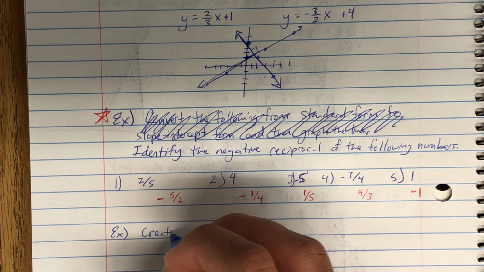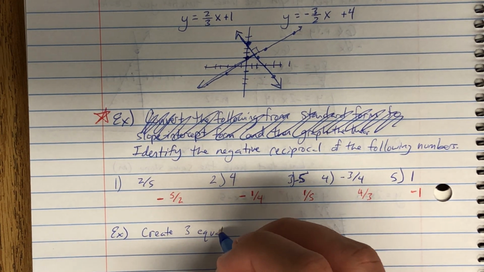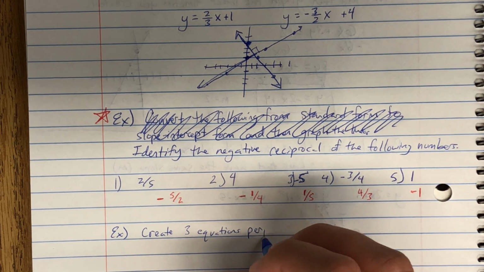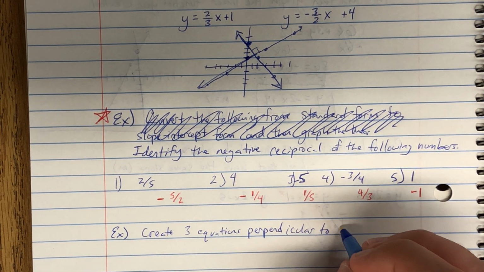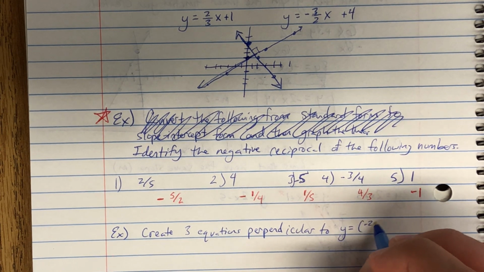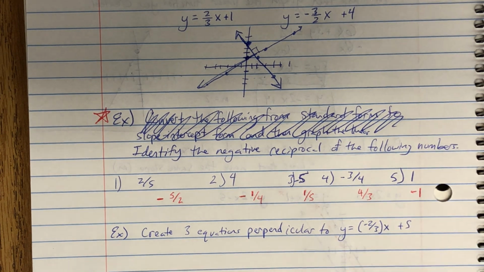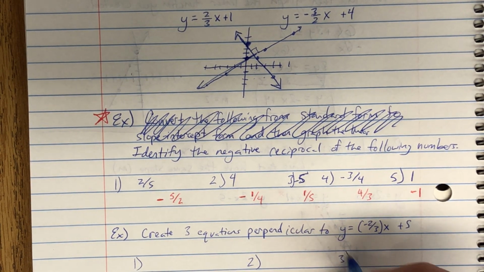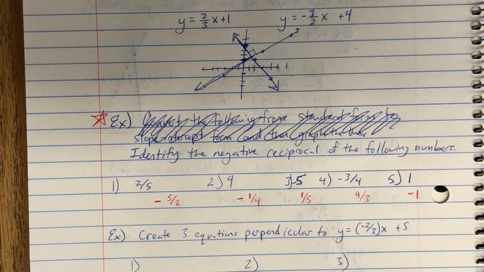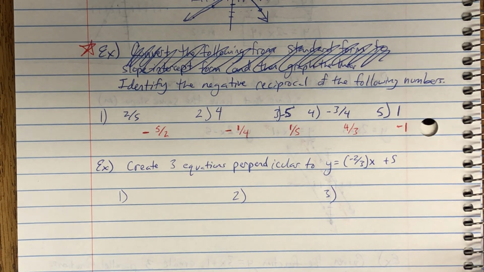Let's do something else. Create 3 equations perpendicular to y equals -2/3 x plus 5. 3 equations perpendicular to y equals -2/3 x plus 5. Pause it, go for it.